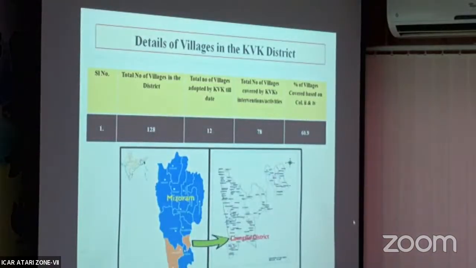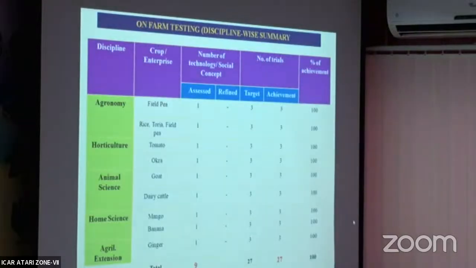We have 128 villages in our district, and 12 villages have been adopted, and 78 villages have been covered by KVK activities, which is 60.9%. We have assessed 9 technologies with 27 trials.